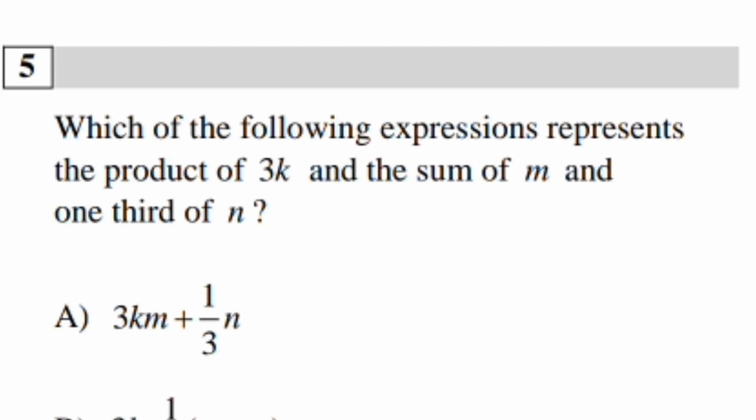Which of the following expressions represents the product of 3k and the sum of m and 1/3 of n? They said the product of 3k, that is 3k, and what? The product of this and this. 3k is already a product, but what they are saying is the product of this times what's inside the bracket. Not that you are going to consider this as a product and add or something like that. No. 3k is already a product, but they put it just to confuse you, because they could just say a product of 3 and the sum of that.